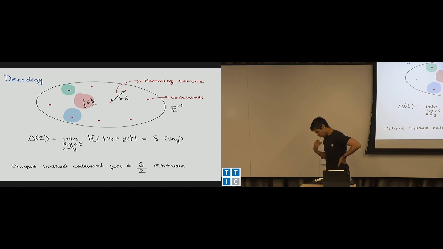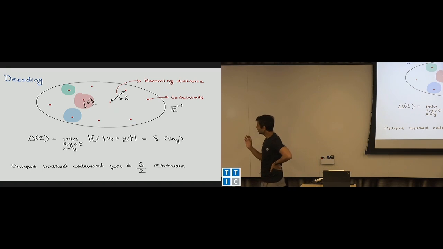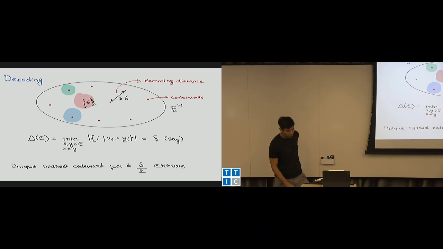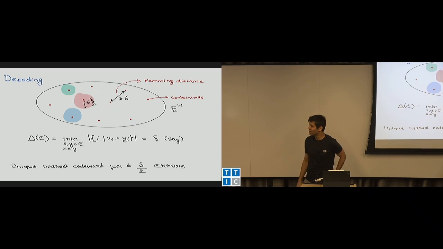And then I claim that if I meant to send you something, we had agreed on a code so that any two messages which I would have chosen to send differ in at least delta positions. And if I made less than delta over 2 errors, you can figure out which one I meant. Because you can draw a ball around what you received in the space, and then there will be only one code word in that ball. This is not necessarily a computationally great procedure.